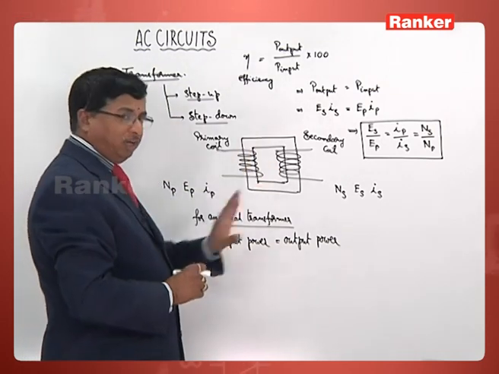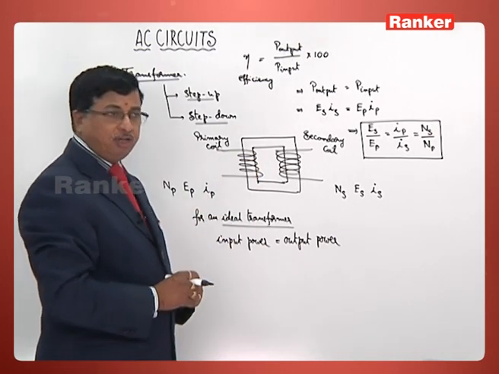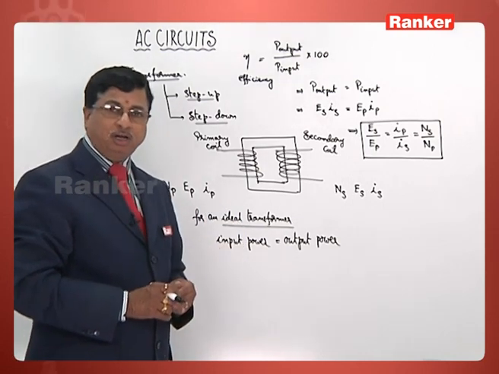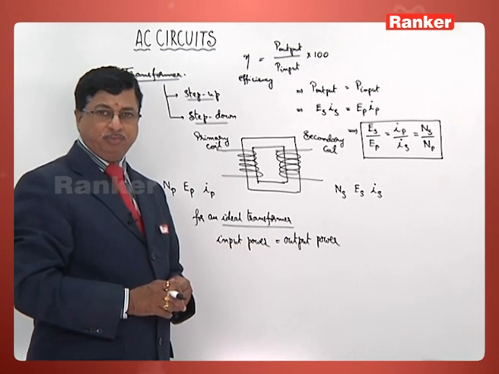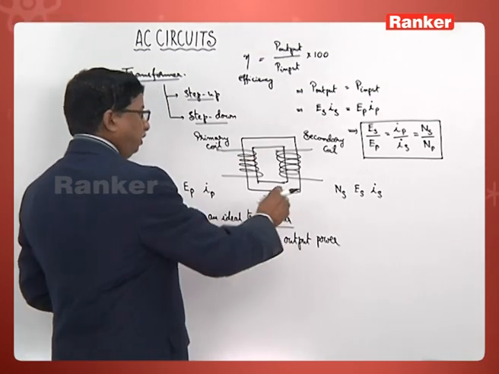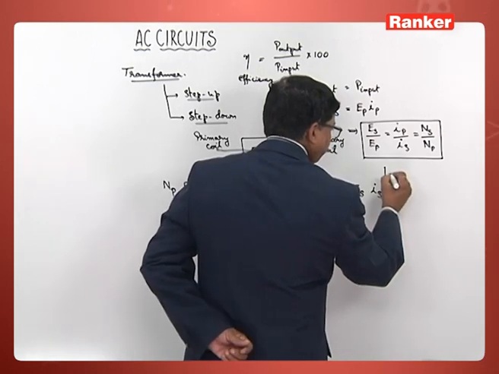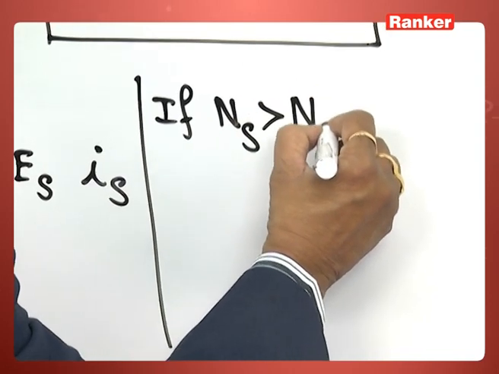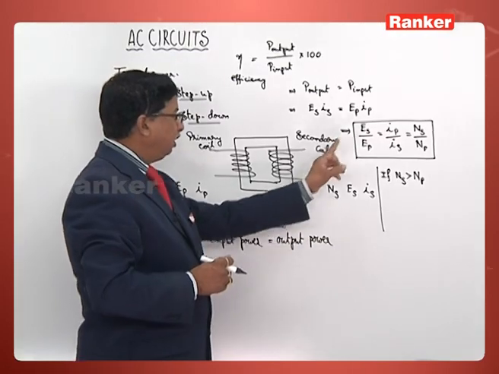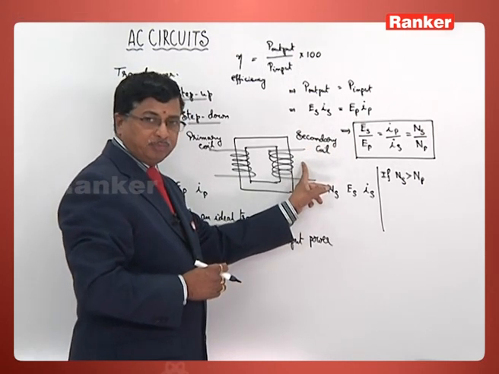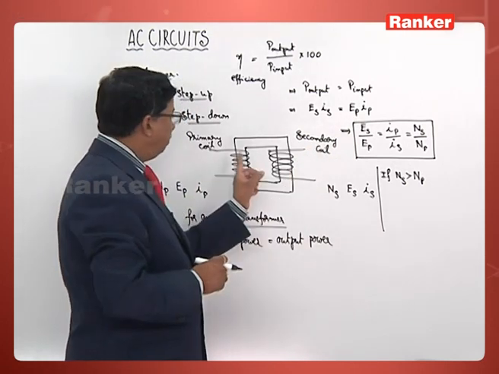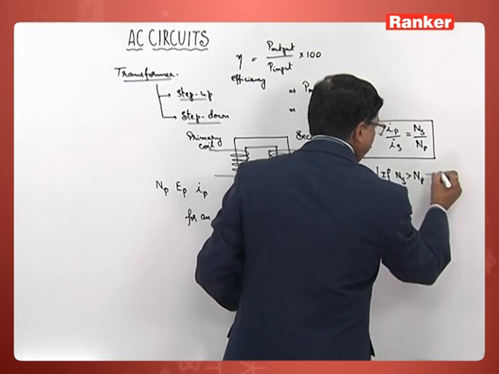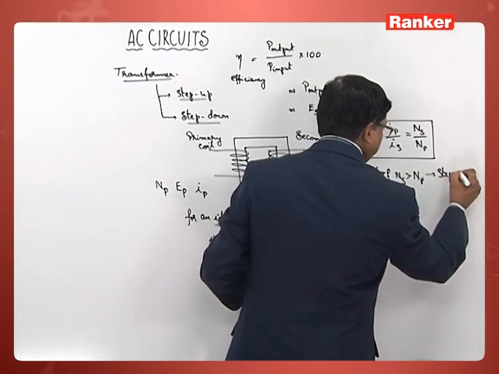But in this particular case, how can we identify whether the transformer is a step-up transformer or, for that matter, a step-down transformer? If I consider the number of turns in the secondary is greater than the number of turns in the primary, if the number of turns in the secondary coil is greater than the number of turns in the primary coil, then we call this one a step-up transformer.